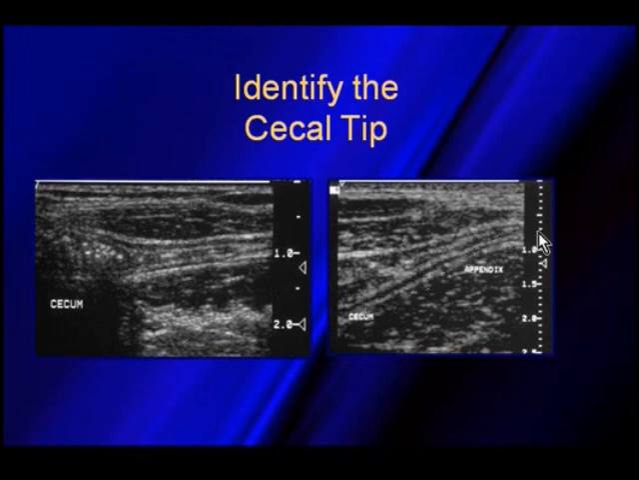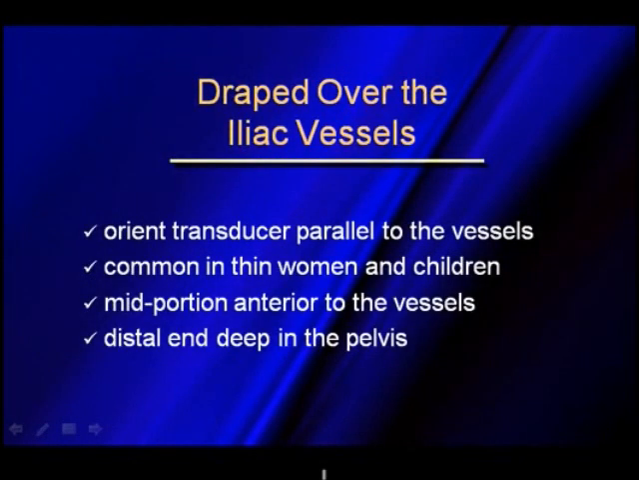As long as the appendix tapers distally, that is something that you may see occasionally, a persistent fetal appendix. So once I've identified where the cecal tip is, if I haven't seen the normal appendix arising from it, then what I'm going to do is look for it draping over the iliac vessels. I want to orient my transducer parallel to the vessels.